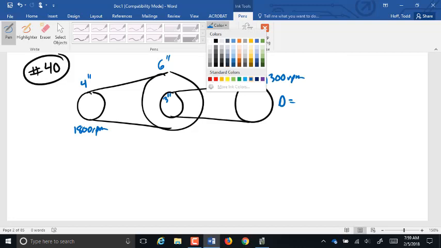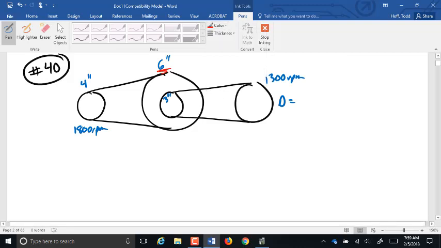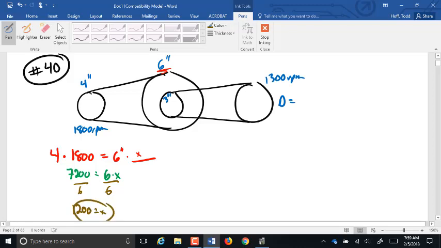Well, if that's 1800 RPM, how do I find the RPM on the 6-inch gear? Remember, it's size times speed. 4 inches is turning 1800 RPM. So that's going to equal 6 inches times whatever that RPM is. So 4 times 1800 is 7200 equals 6x. We divide by 6. You get 1200 equals x. So that means this is moving at 1200 RPM. Makes sense. Bigger pulley can turn slower.